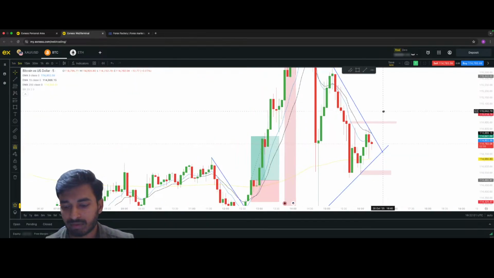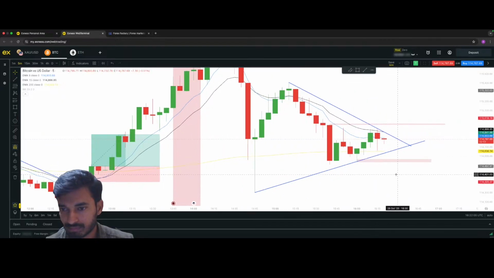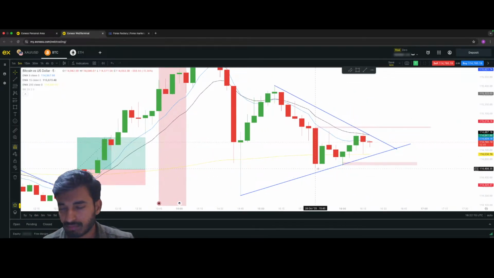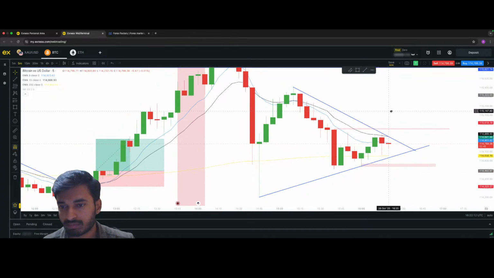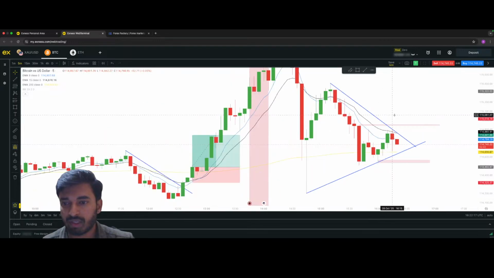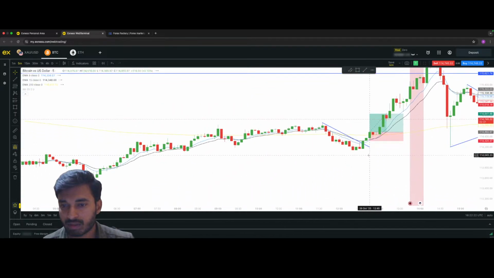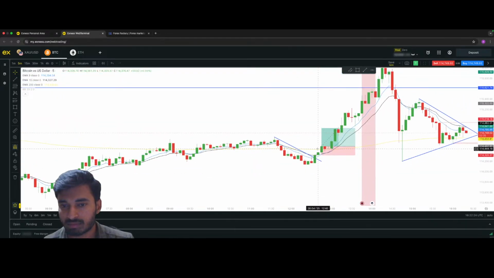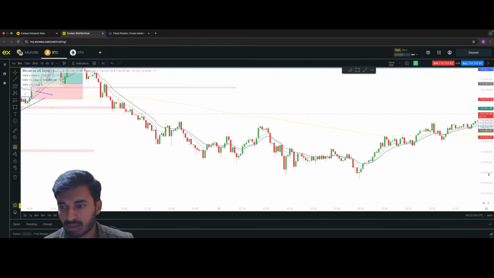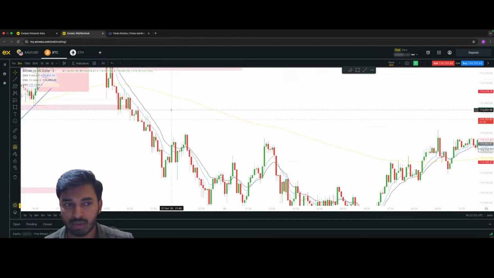Okay, I'll shift to 5 minutes. So we have to wait for the opportunity. Earlier it was there. Look at this move, and here you can see it here. But this is trading below the 20 EMA, right?